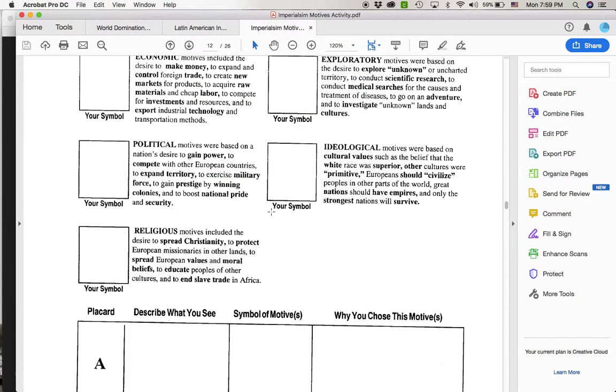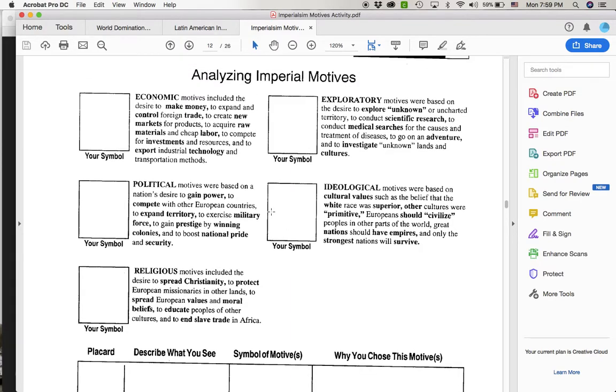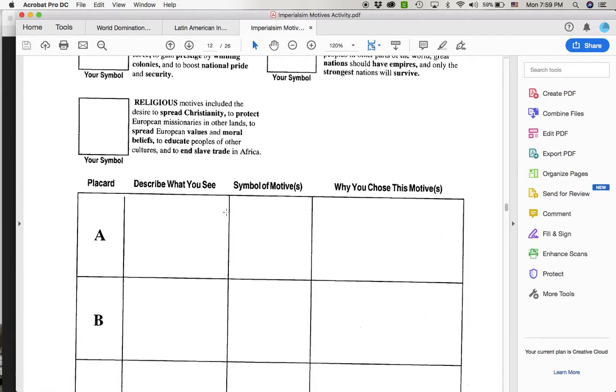And then, I talked about them mining for resources. That would fit under which of the following? Economic, political, religious, exploratory, or ideological. Economic makes the most sense because they're trying to make money off those resources. So I would put whatever symbol I drew for economic there. If I did a dollar sign, I'd do a dollar sign, and then I put why I chose that motive. I would say I chose this motive because people are mining for resources and the mother country is probably trying to make money off of those resources. Okay? So that's how you do the worksheet.